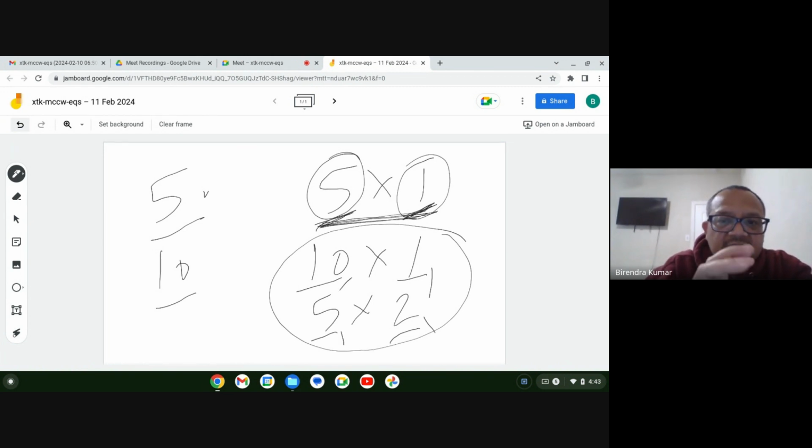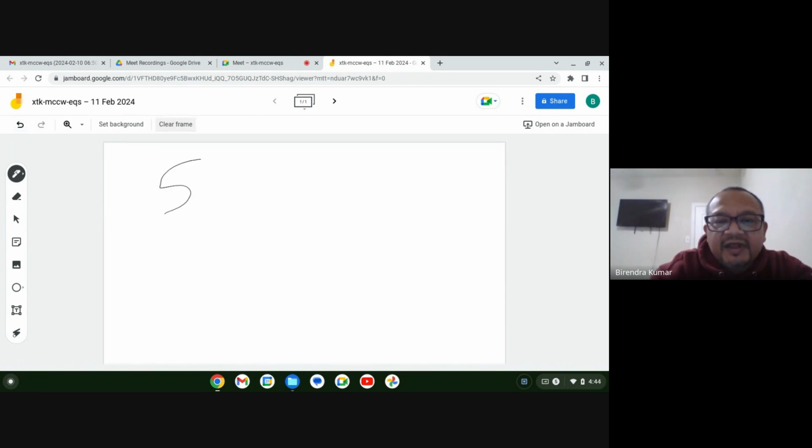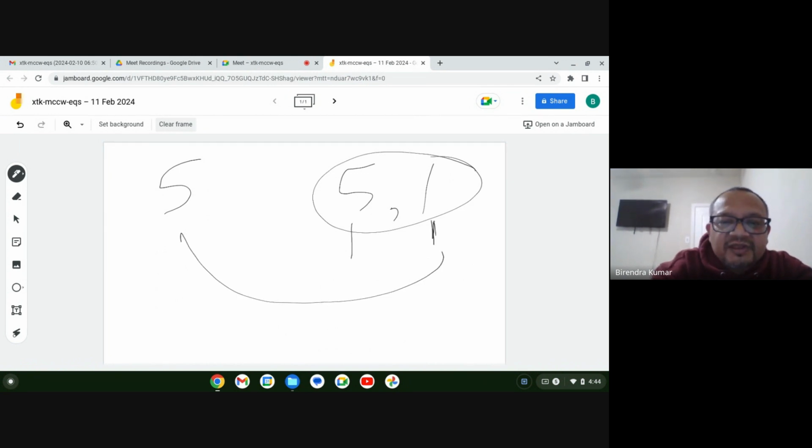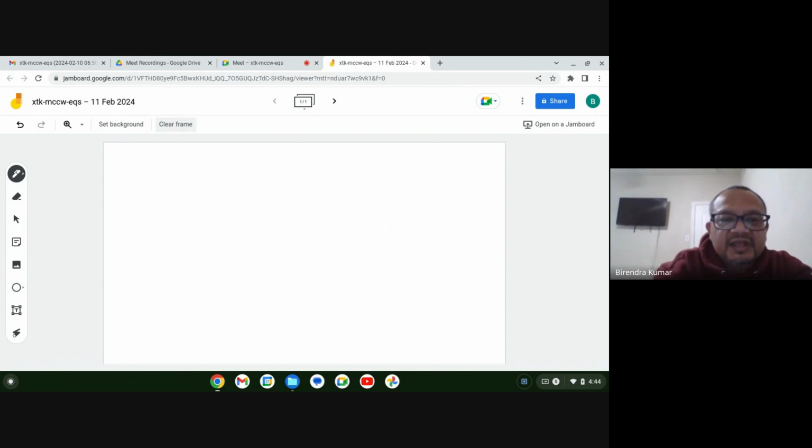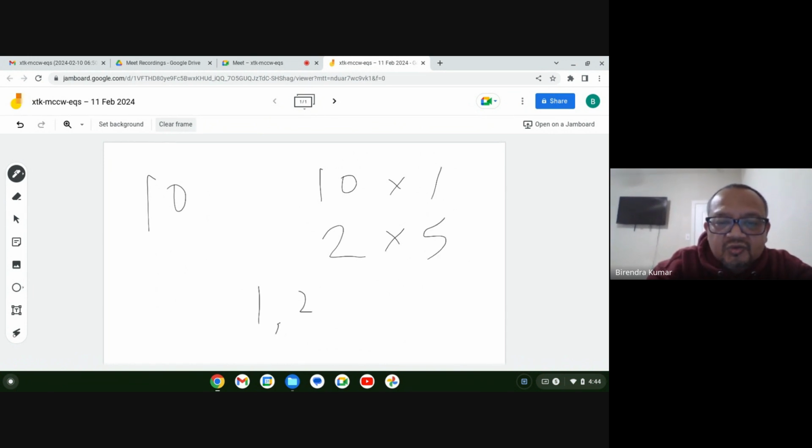Meaning, if I'm saying 5 and 1 are two factors of 5, that means I can multiply this with some number, or multiply this with some number, to get 5. So these two are called factors of 5. If I'm talking about 10, again I can write this as 10 into 1. I can write this as 2 into 5. Meaning 1, 2, 5, and 10 are the factors of 10.